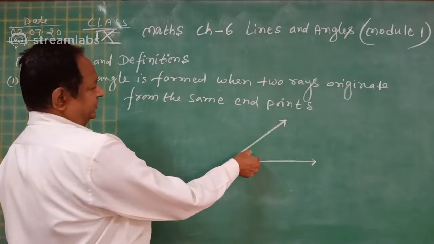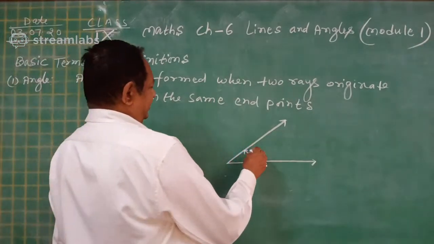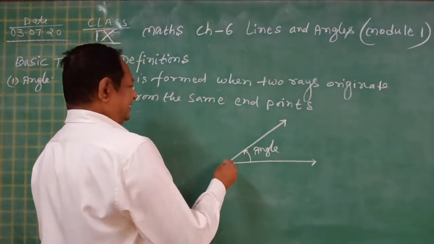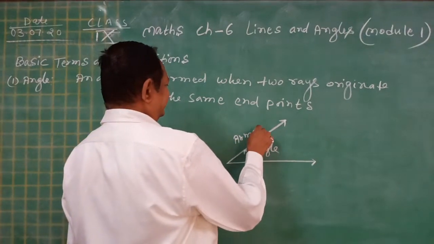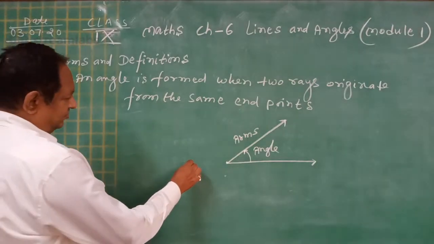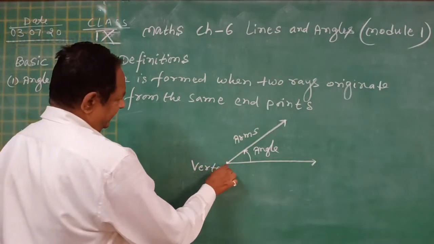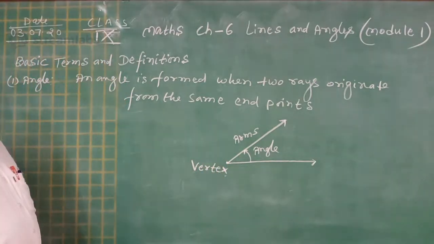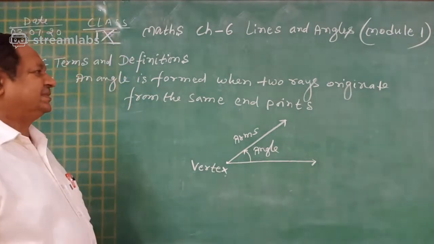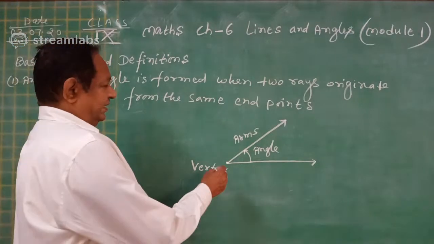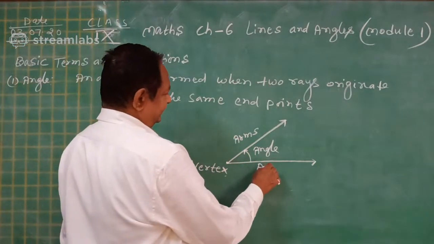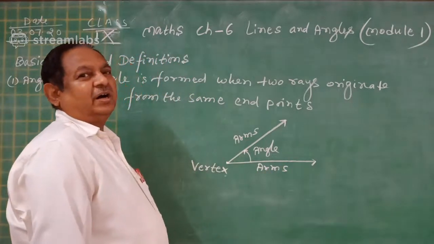The space between these two rays is called an angle. And these rays are called arms. And this end point is called vertex. So an angle is formed when two rays originate from the same end point. And this end point is called vertex. And these two rays are called two arms of the angle.